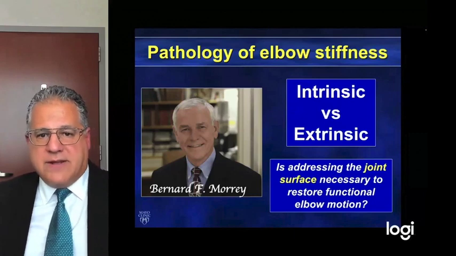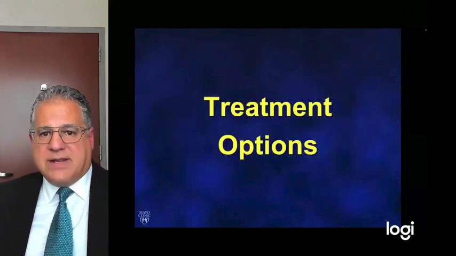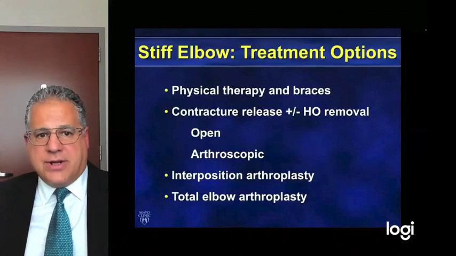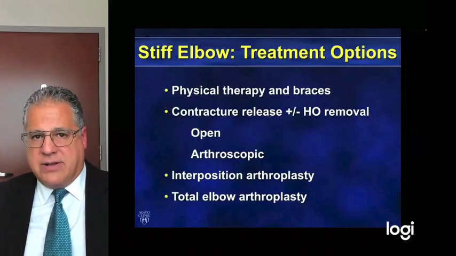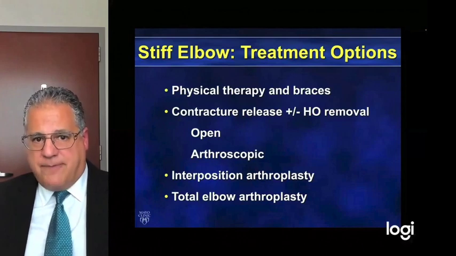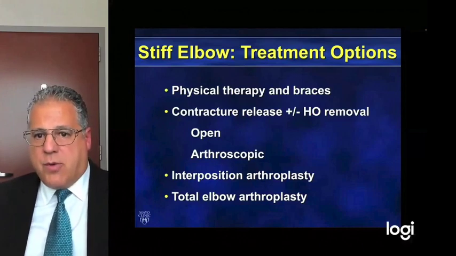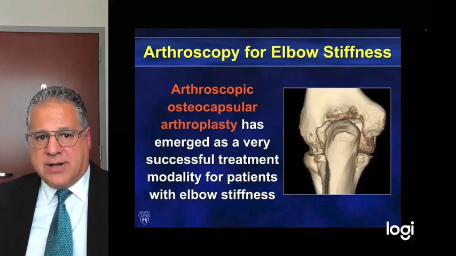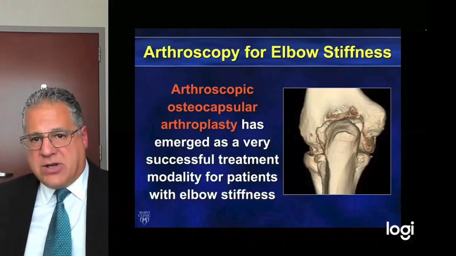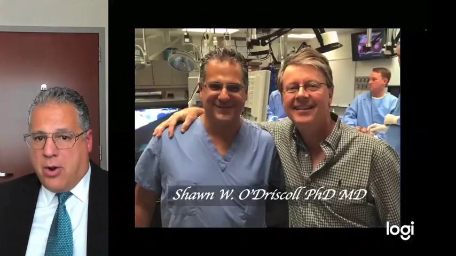Regarding the treatment of the stiff elbow after trauma, it basically falls into four categories. Physical therapy and braces, which may help early on, but I don't think it helps that much in the established contracture. Contracture release with or without HO removal, which can be done open or arthroscopic. Interposition arthroplasty and total elbow arthroplasty. Arthroscopic osteocapsular arthroplasty has emerged as a very successful treatment modality for patients with elbow stiffness overall, and we owe to Dr.